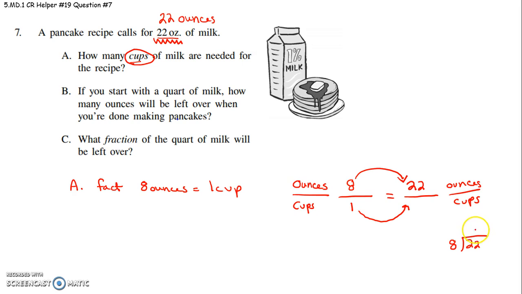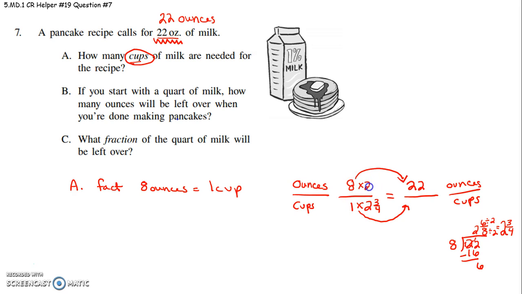8 goes into 22 twice. 2 times 8 is 16. 22 minus 16 is 6. So it's 2 6/8. 6/8 I could simplify, dividing numerator and denominator by 2. And I would have 2 whole cups and 3/4 of another cup. So this would be times 2 3/4.